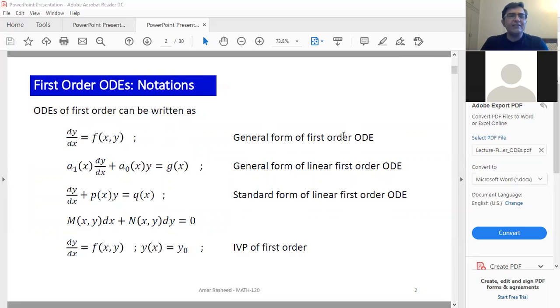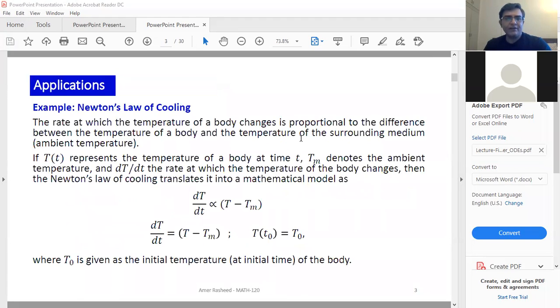is there any physical significance of these first order differential equations, or are there any applications of them? I told you how we can derive these differential equations mathematically at the start of the previous lecture. Now we are going to discuss how we can physically obtain first order differential equations. For example, the first application is Newton's law of cooling.